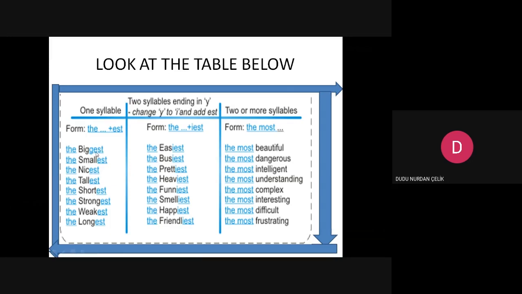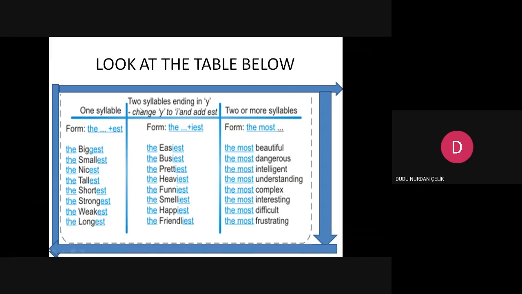We add est at the end of the adjective. But don't forget using the for the superlative. The biggest, the smallest, the nicest, the tallest, the shortest, the strongest, the weakest, the longest.